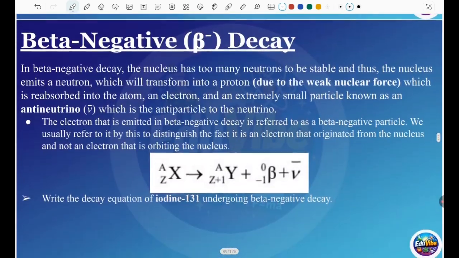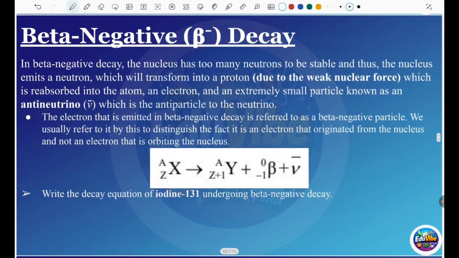Now, the beta negative decay. In a beta negative decay, the nucleus has too many neutrons to be stable. Thus the nucleus emits an electron. Because of too many neutrons, a neutron in the nucleus transforms into a proton due to the weak nuclear force, and an electron and an extremely small particle known as an anti-neutrino are emitted.